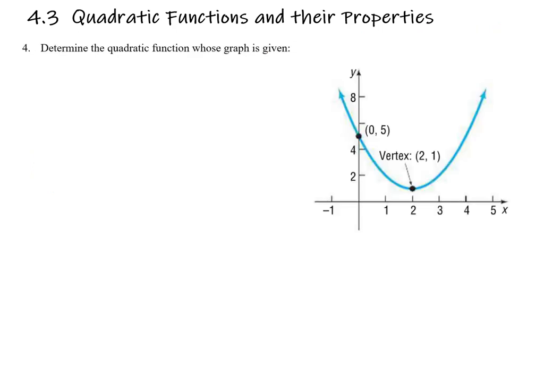Number 4 asks us to determine the quadratic function whose graph is given. We have some information in the graph. So we do have the vertex, which leads us to think that we can use the vertex form of the equation. Now the vertex is (h, k), and you're going to take that and plug it in, but we still have to figure out our a.